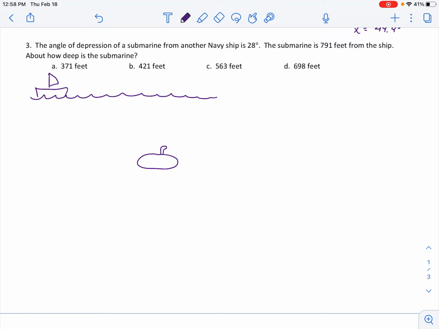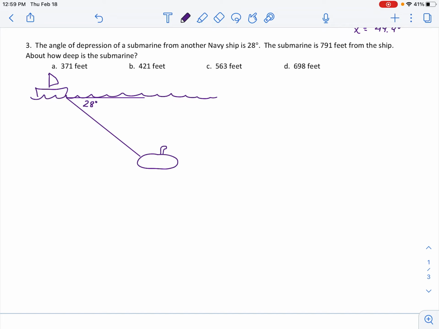So that means this ship could continue looking horizontally, but if they look down, they will see this submarine. The angle between the horizontal line of sight down to the submarine is the angle of depression. So I'm going to draw that horizontal line again, and I'm going to label that as 28 degrees.